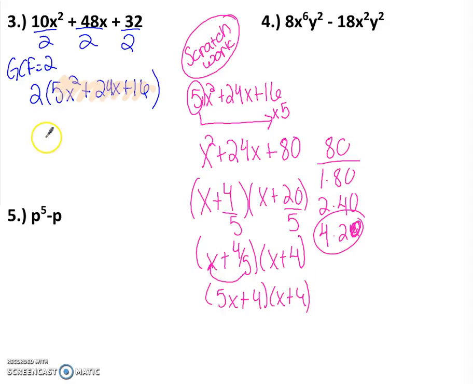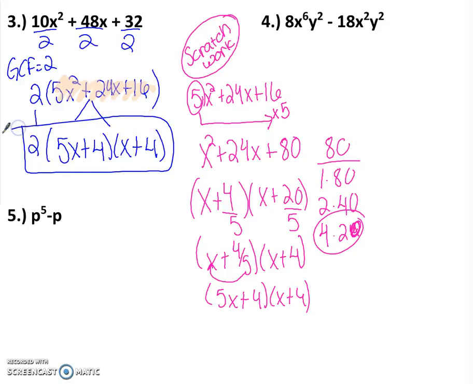So this could factor further. I'm done with my pink scratch work. My 2 came straight down. This factored to 5x plus 4 times x plus 4. It got really exciting because you could factor it. I looked at each other term, and neither of them could go further. 5x plus 4 cannot factor further, and x plus 4 cannot factor further. So let's take a look at number 4.